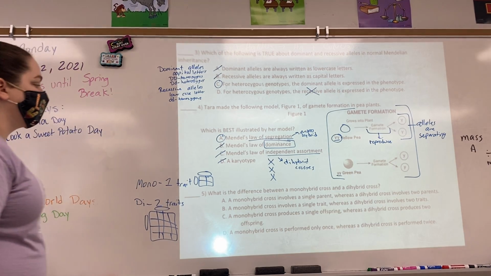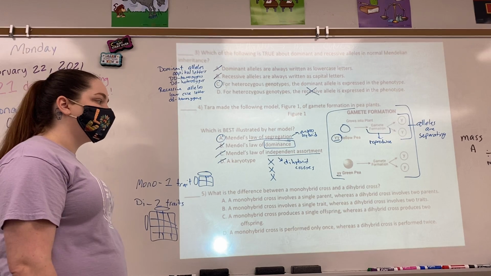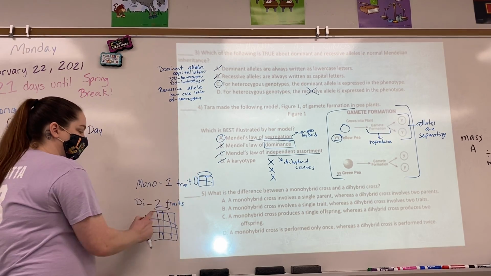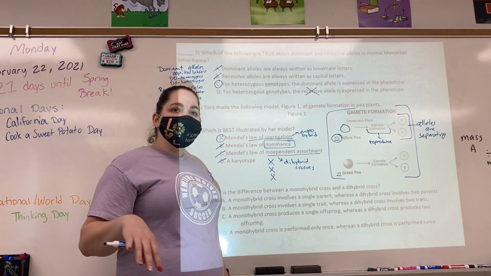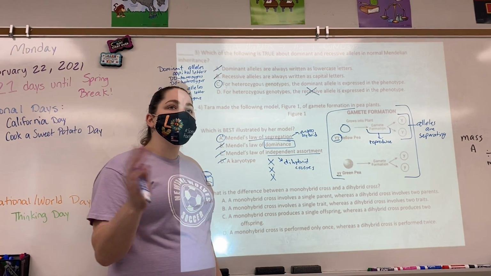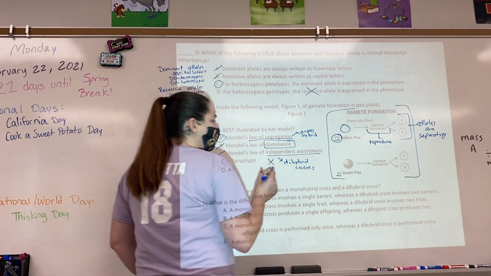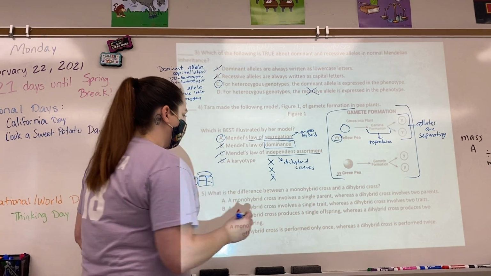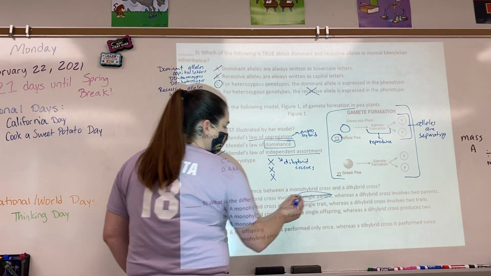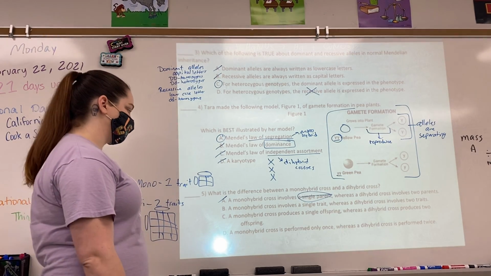So letter A: a monohybrid cross involves a single parent, whereas a dihybrid cross involves two parents. Again, for both of these, I have to have two parents. In every situation for this unit, we had to have two parents. You will never have just one parent because we're not talking about asexual reproduction. So we're not having a single parent versus two parents. So A is incorrect because both of them are going to have two parents.